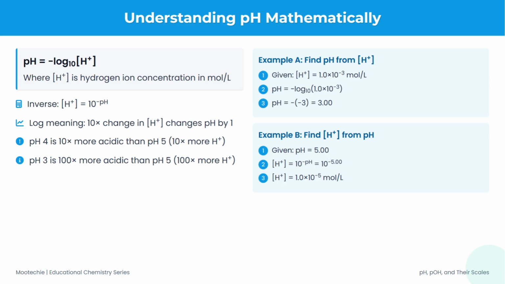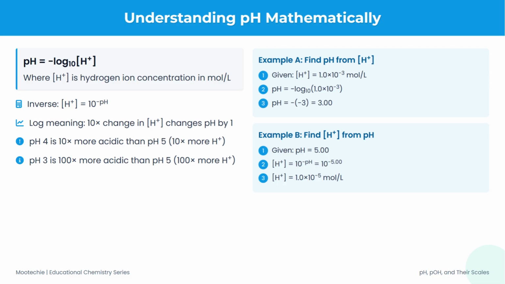If you know the pH, you can find the hydrogen ion concentration by calculating 10 to the power of negative pH. Because it's a logarithmic scale, a change of 1 pH unit means a 10 times change in ion concentration. So a pH of 4 is 10 times more acidic than one with a pH of 5. And a pH of 3 is 100 times more acidic than a pH of 5.